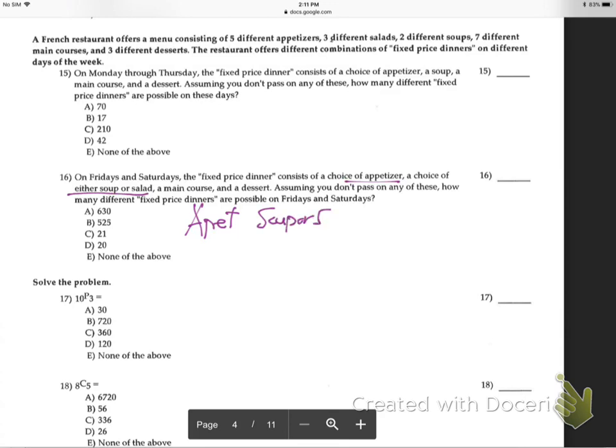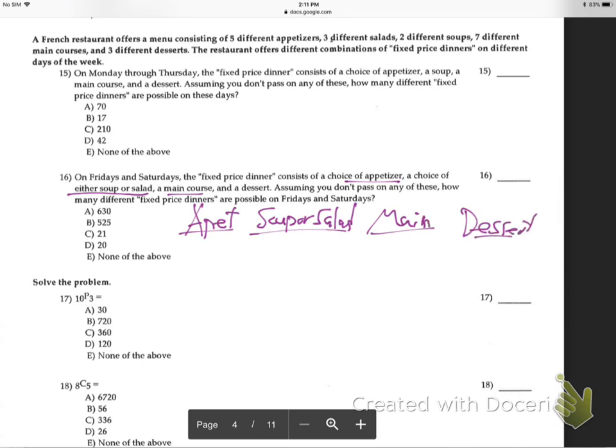They're going to try to trick you there. Soup or salad. That's one decision. It's not both. It's not saying soup and salad. You don't pick a soup and pick a salad. You make one decision and it's either soup or salad. Everybody see how that's one decision? Main and dessert.